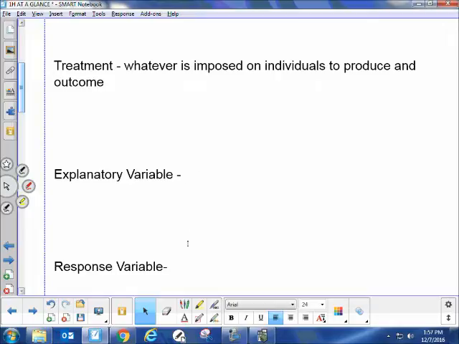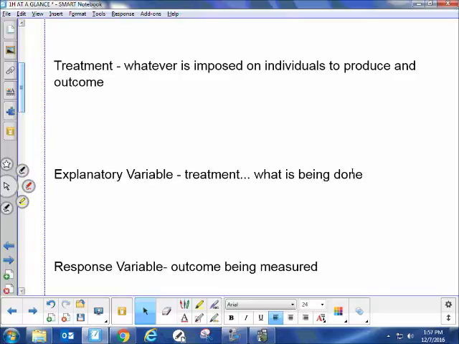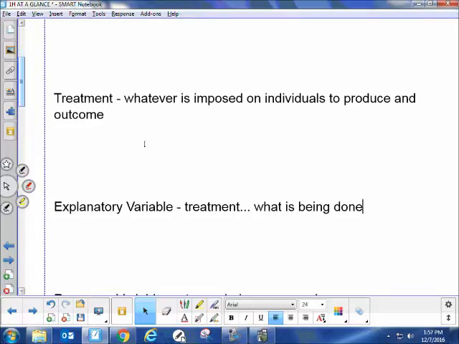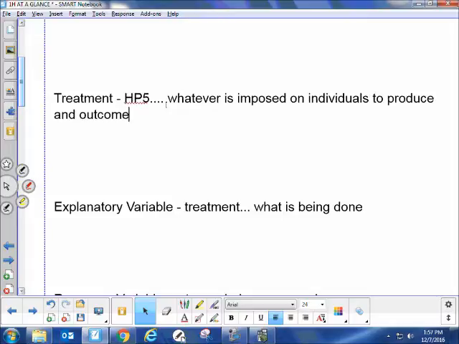The explanatory variable is typically the treatment. It is what is being done. The response variable is the outcome that you're measuring. Typically we talk about experiments like with drugs. So maybe we're talking about this drug HP5. We're going to take the drug and we're going to see if it is improving our cholesterol.